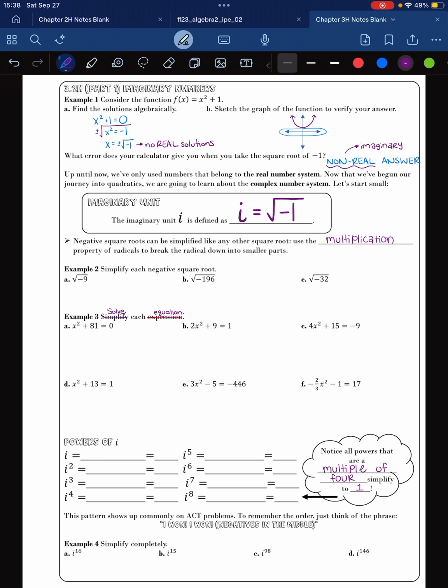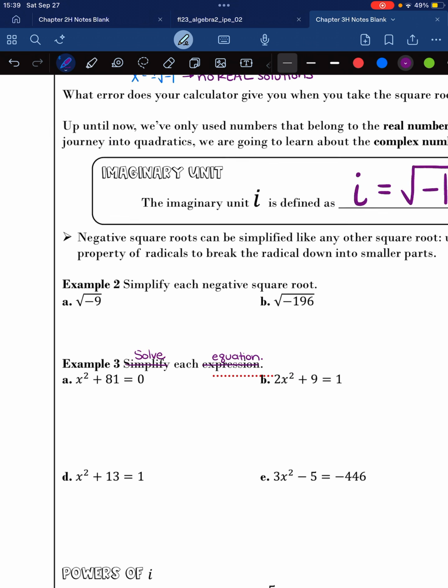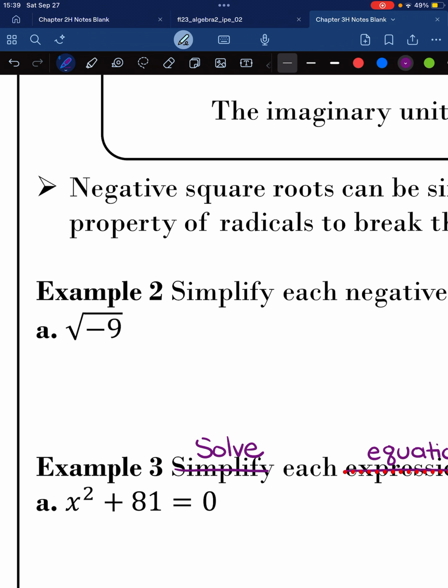We are going to define the imaginary unit i as the square root of -1. And what that allows us to do is expand our number system to now allow us to take the square root of negative numbers. And we can do that by using the multiplication property of radicals. So looking at example 2, we can use that multiplication property to split this up into the square root of 9, which I know is a perfect square, and I can do that because that is a real number. And separately, I can take the square root of -1.